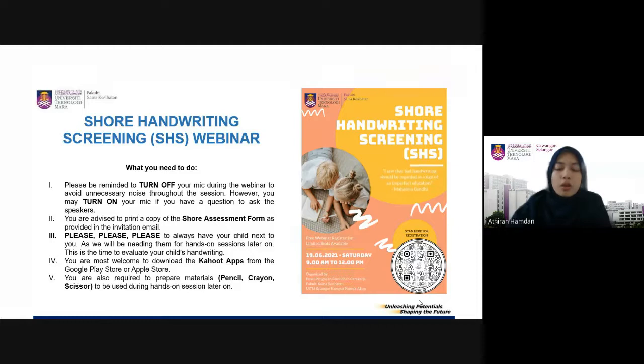Fifth, you are also required to prepare material, pencil, crayon, scissors, eraser to be used during hands-on session later.